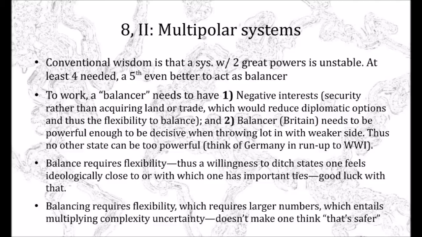Thus, no other state can be too powerful. And you can think of the effect of Germany in the run-up to World War I. So power requires flexibility, which means a willingness to ditch states you feel ideologically close to or that you have important ties with. That's not very easy to do. This flexibility is tricky. And flexibility requires larger numbers, which entails greater complexity and much more uncertainty, which means less stability. This doesn't make us think this is safer and less prone to war.